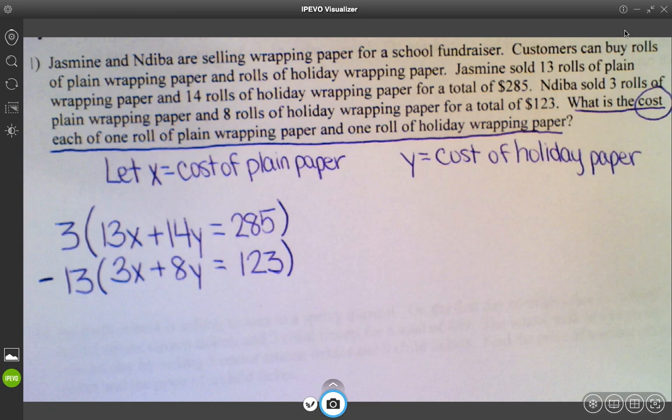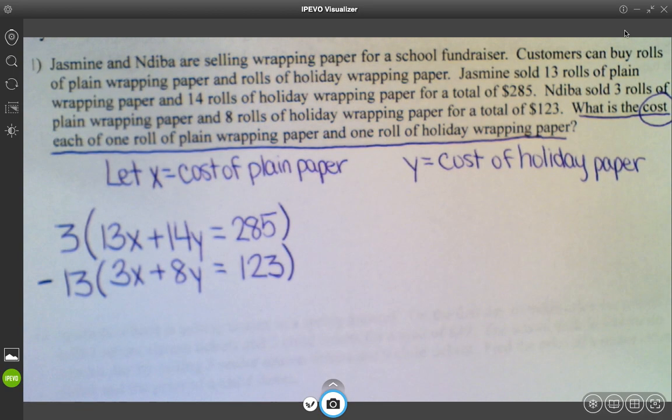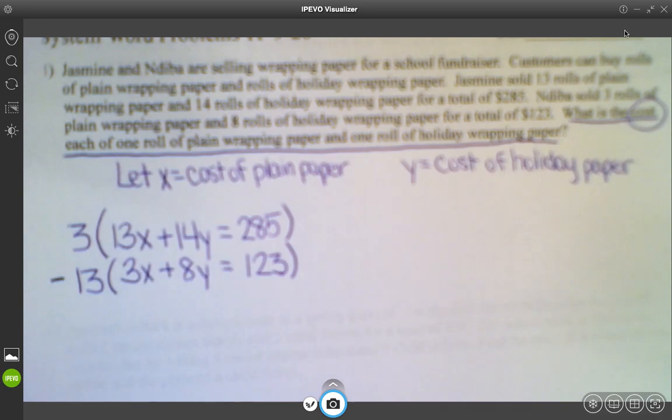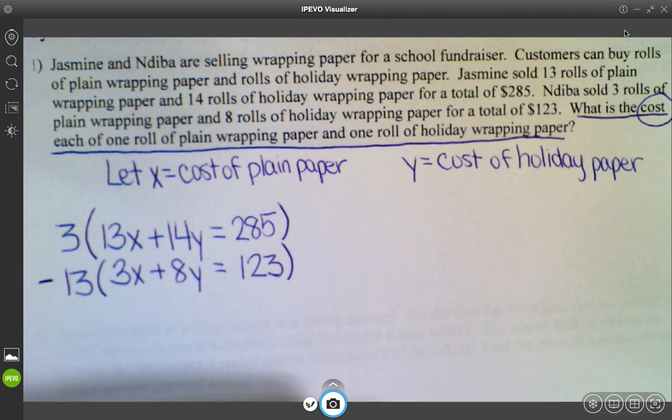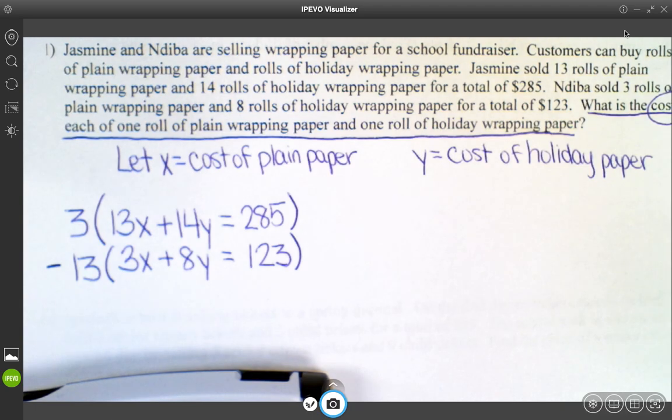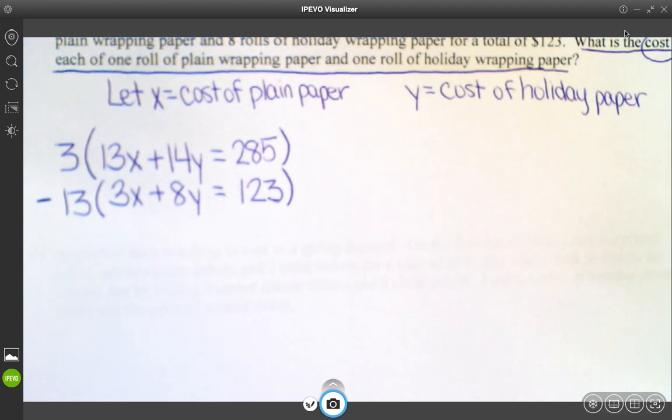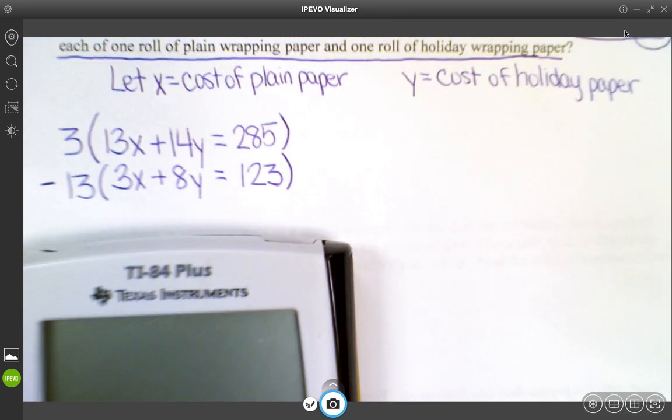And I'm sorry, every time my hand moves, it's like it doesn't know what to do. All right, so now you have your calculators. Now I'm going to move this up just a little bit so I can get my calculator in there.